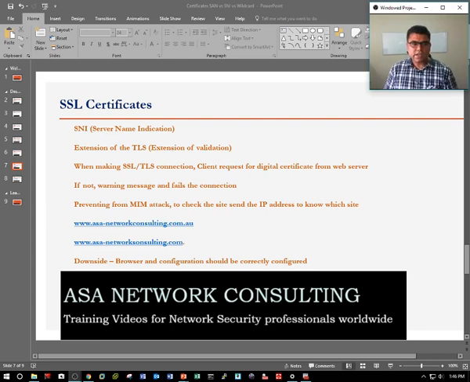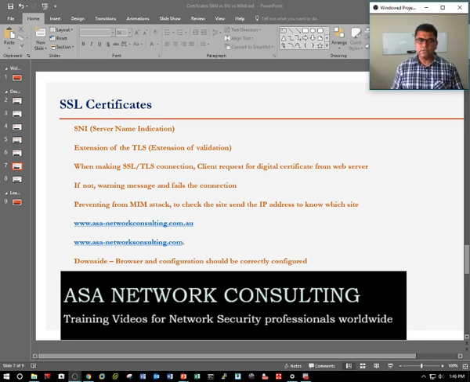As I mentioned, there can be many websites, for example www.asa-networkconsulting.com or www.asa-networkconsulting.com.au. That means a single certificate can be used based on a single IP address for multiple hosts or multiple sites.